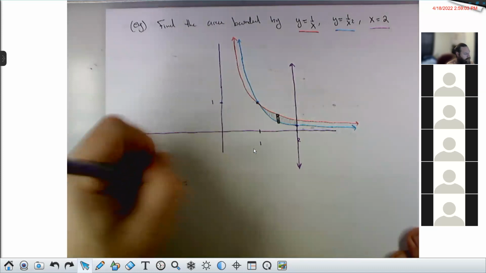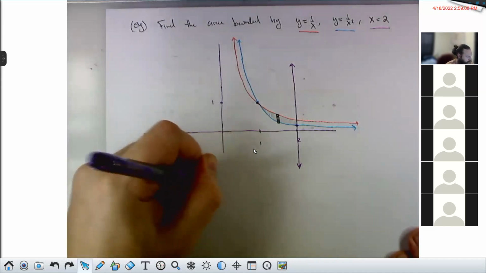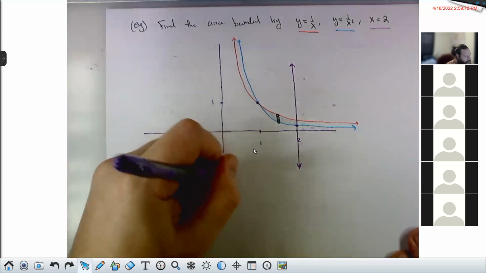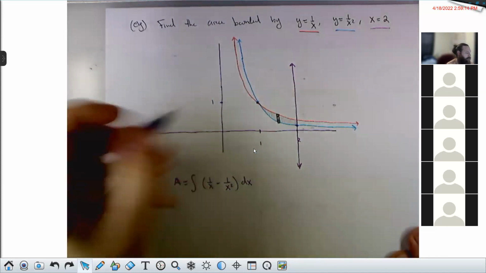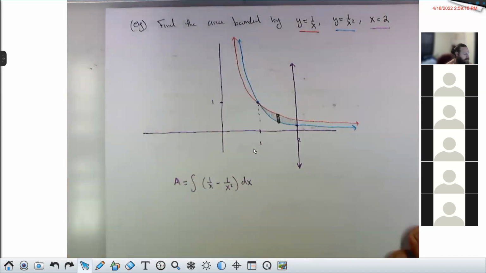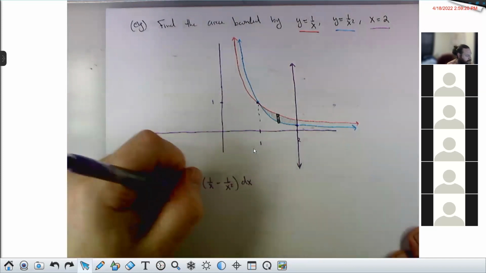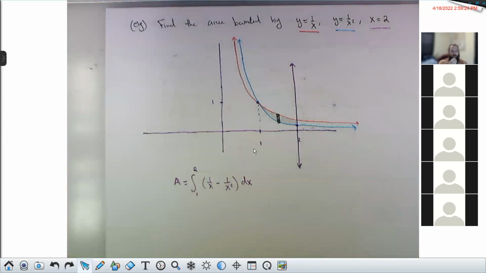So this area would be the integral of the upper curve, which is 1 over x, minus the lower curve, which is 1 over x squared dx, from the smallest x value in my region, which is 1, to the largest x value in my region, which is 2. So built into the problem here was sketch the curves, figure out whether to integrate with respect to y or with respect to x.